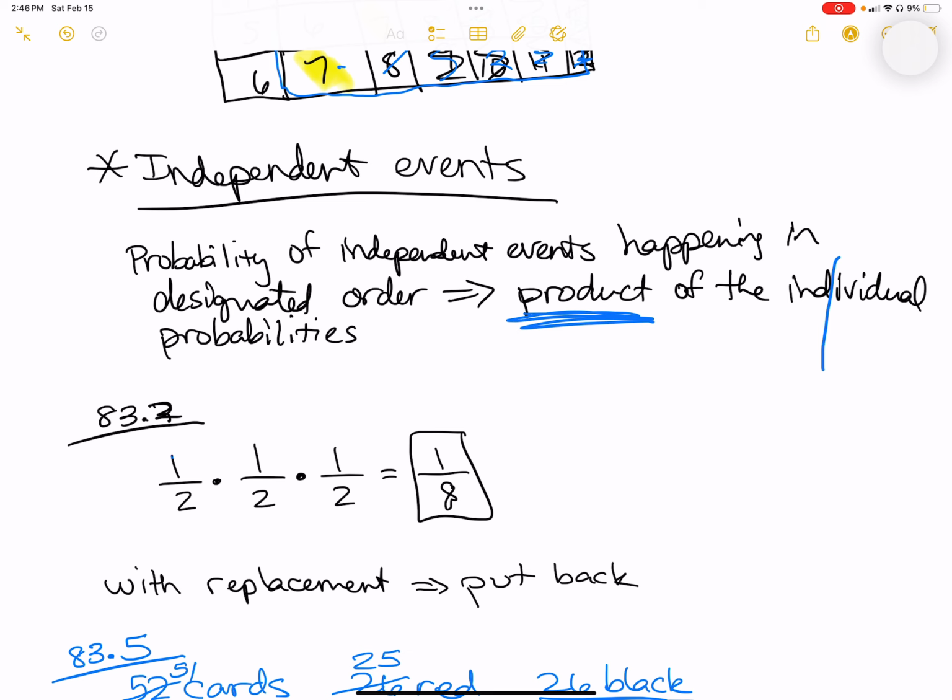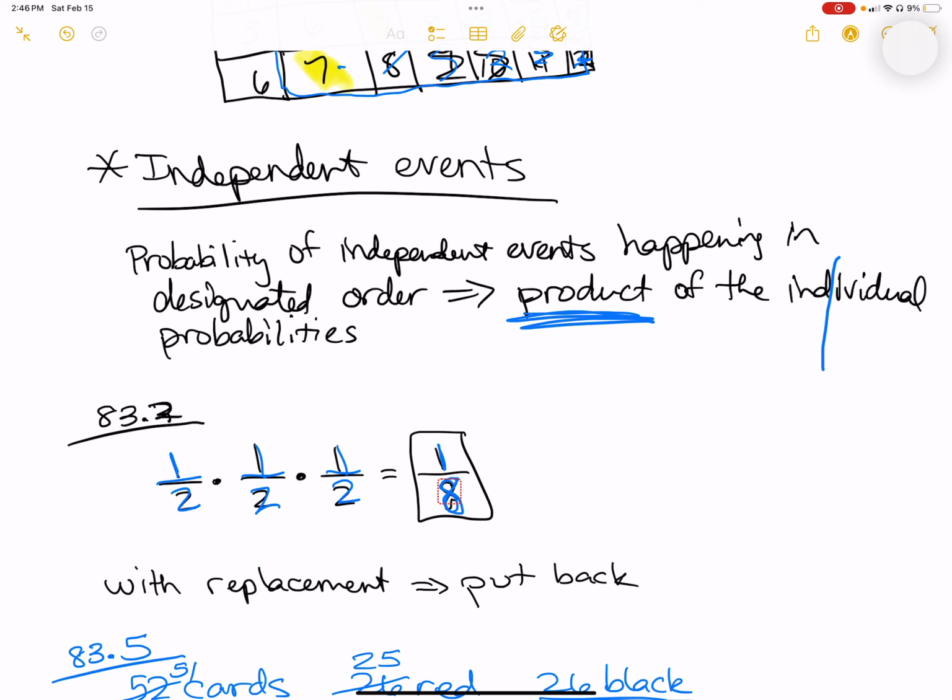So then that's the same thing. You could get heads 1 out of 2 times. Then the second time you flip it, you have a 1 in 2 chance. Third time you flip it, you have a 1 in 2 chance. So the odds of getting heads all 3 times is a 1 in 8 chance.